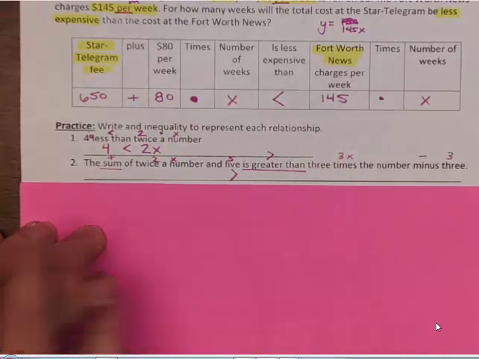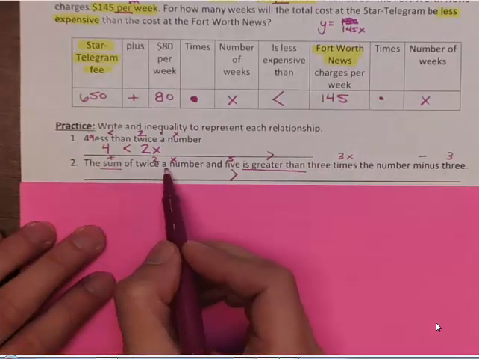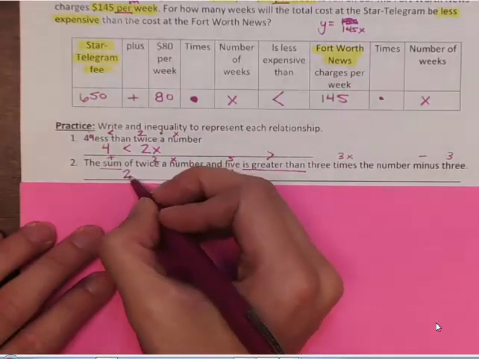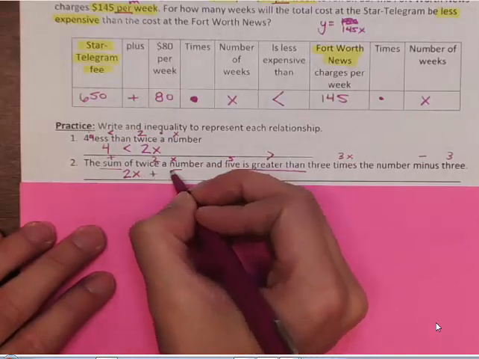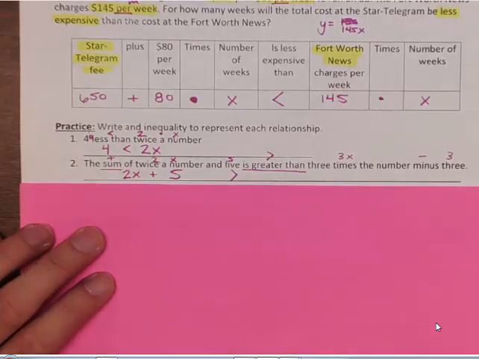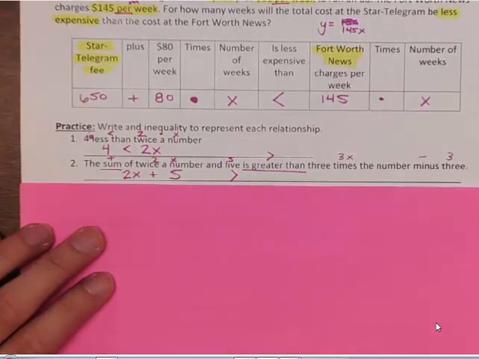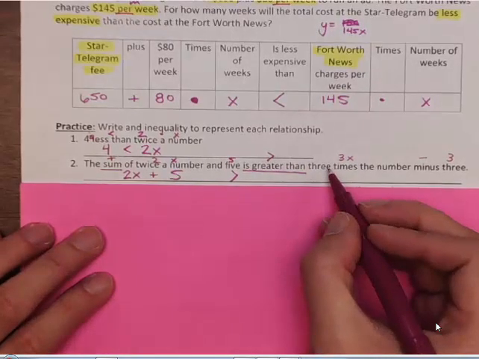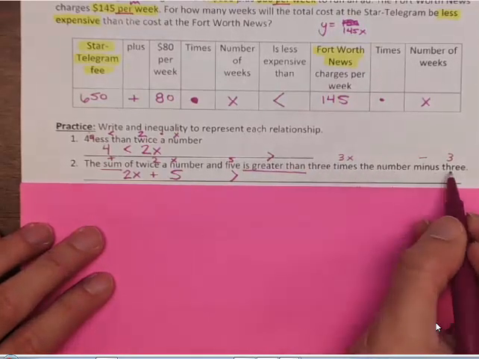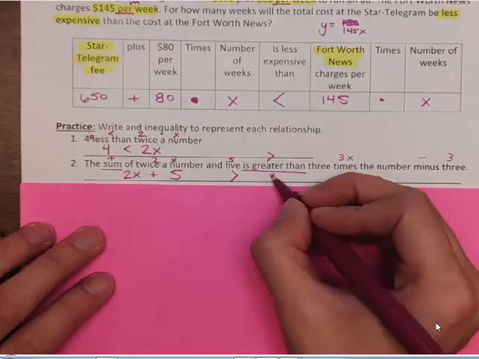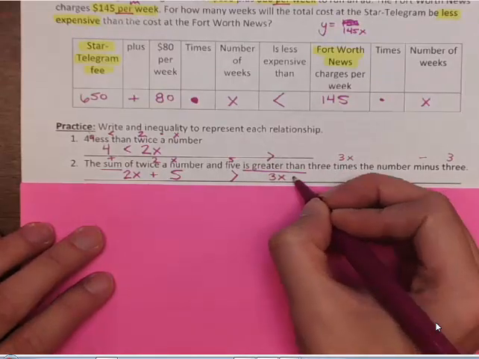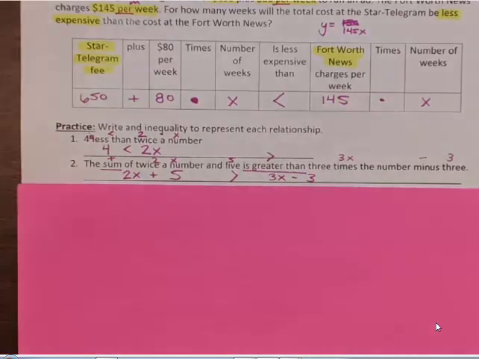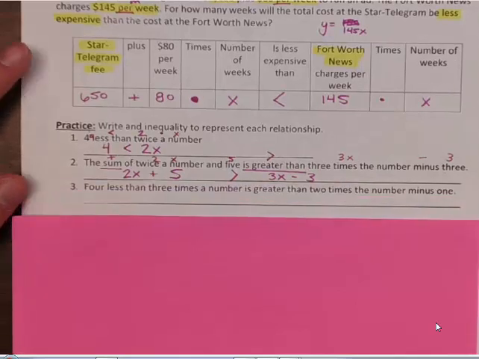On the left side I have the sum of twice a number and 5. So I know I'm adding the twice a number and 5 together. So on the left side I should have 2x plus 5 is greater than, and then on the right side I have 3 times the number minus 3. So again, 3 times the number minus 3 would look like 3x minus 3. So my whole inequality is 2x plus 5 is greater than 3x minus 3. Go ahead and take a second to do number 3 by yourself.